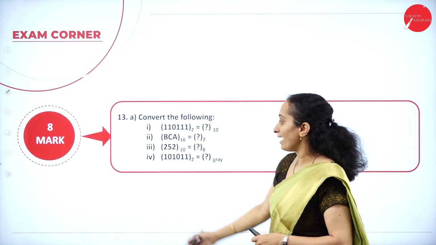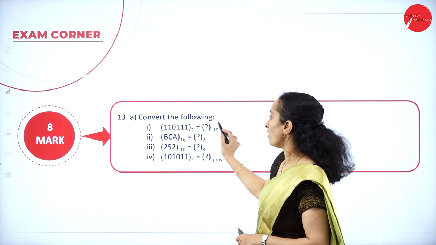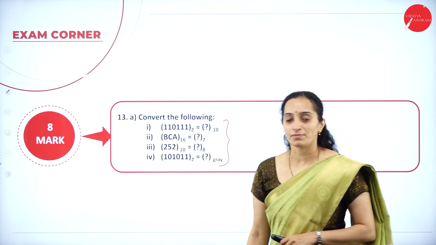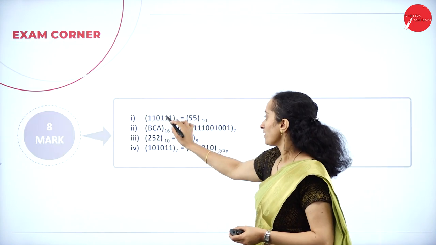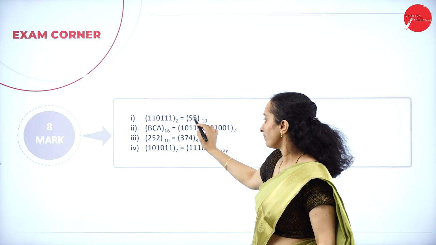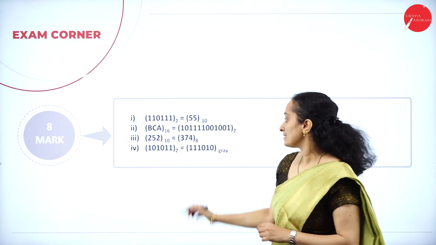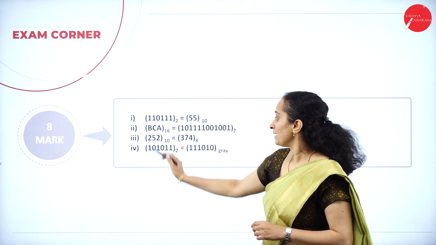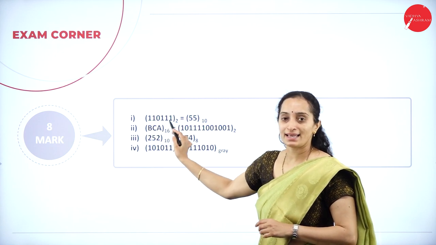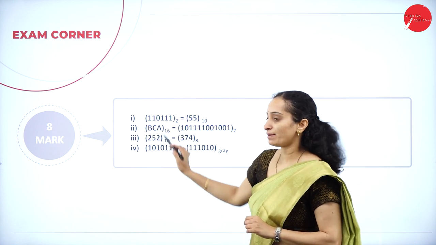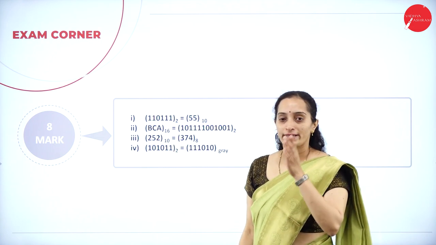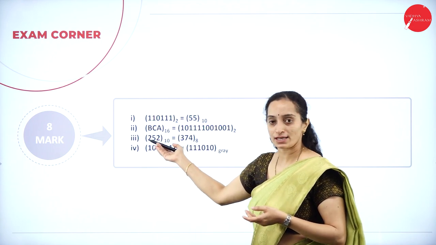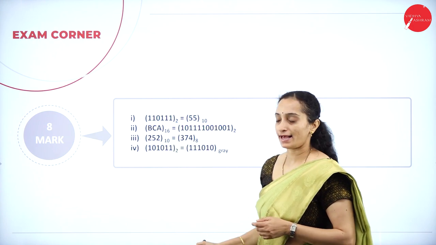So we have the 8 marks question for converting the numbers, number conversion. So you know about the answer. 110, 111 will be 55 with base 10. BCA. Each digit can be represented as a group of 4 digits. 252, you can divide it by successive division. You can solve it and get the answer.